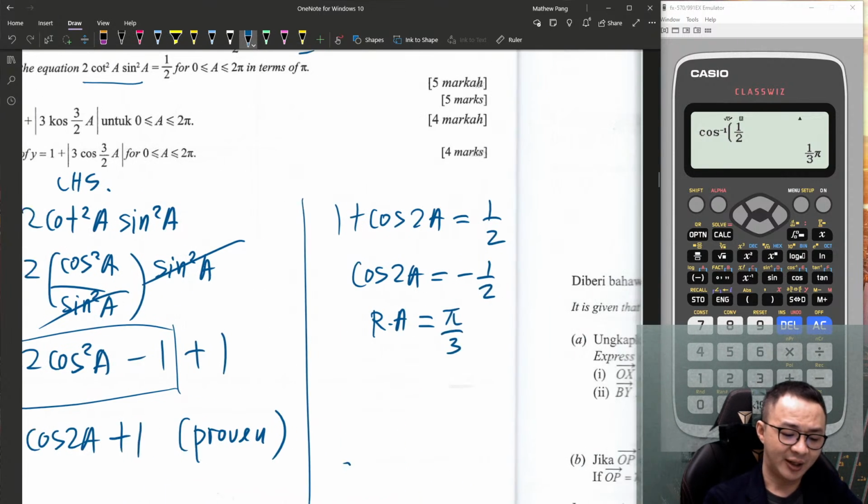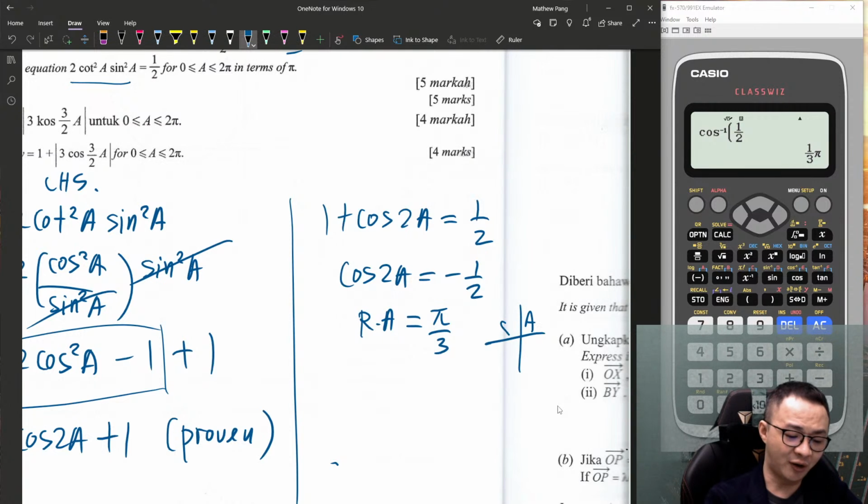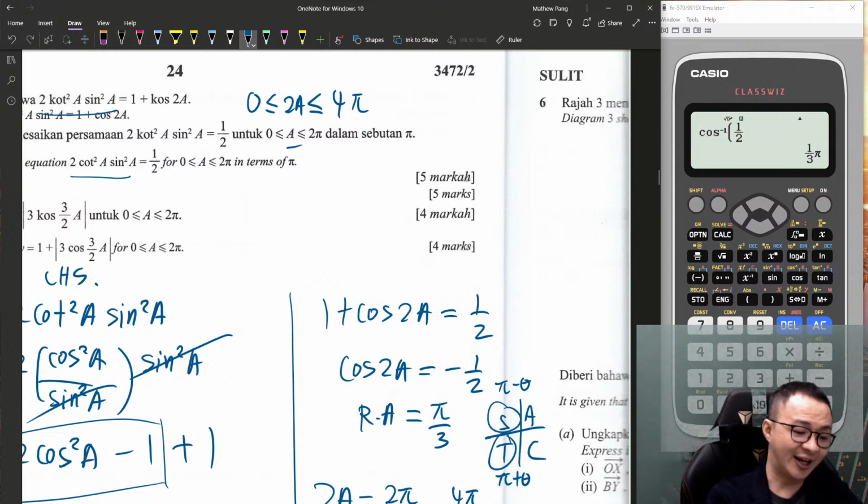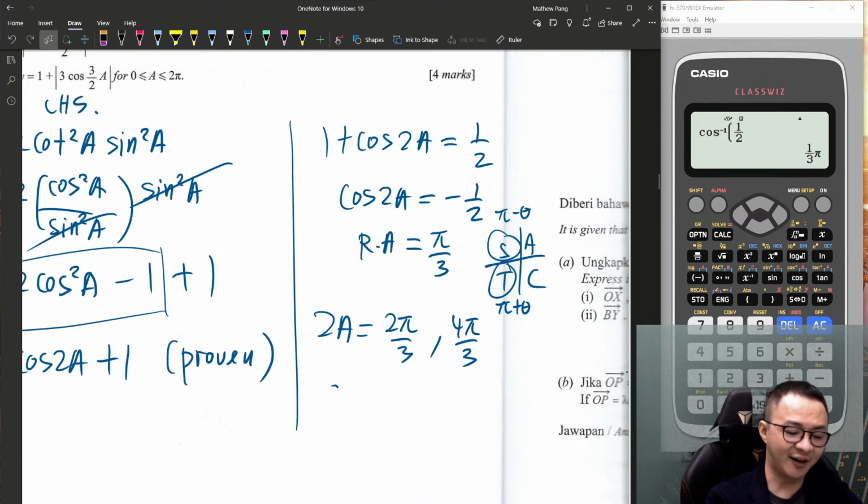Then I ask myself, using ASTC, which side cos actually gets negative? Second and third, right? Second is pi minus theta. This is pi plus theta. So therefore, my 2A, pi minus theta, I will get 2 pi over 3. Pi plus theta, I will get 4 pi over 3. Since just now I said they can accept up to 4 pi, I'm going to rotate a second round. Meaning here, I'm going to plus 2 pi.